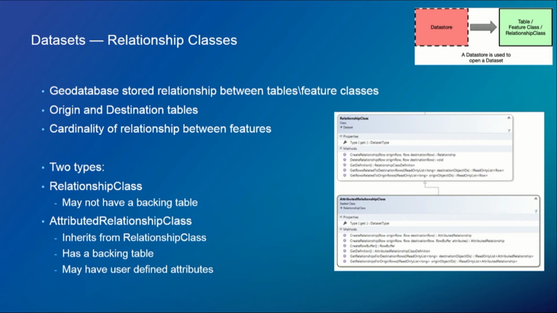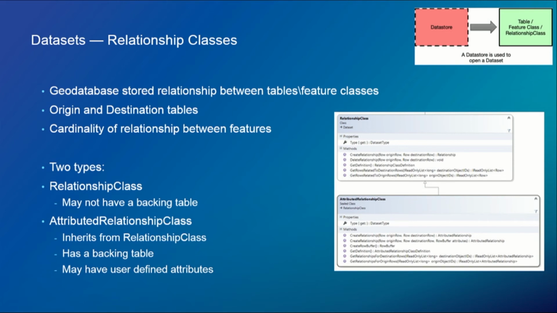Another kind of data set in the geodatabase is a relationship class. So a relationship class is a stored relationship between two tables. And that can be two tables. It could be a table and a feature class and a table, or feature class to feature class. You can specify the origin and destination, and you can also specify the cardinality. So you can have a one-to-one relationship or a one-to-many relationship. And those are both represented through the relationship class base class. So to give you an example, if you have a states table and a cities table, you could have a relationship class between them. Each state has multiple cities related to it.